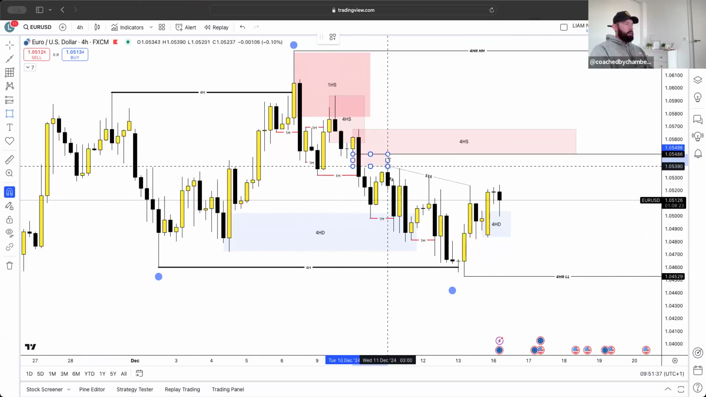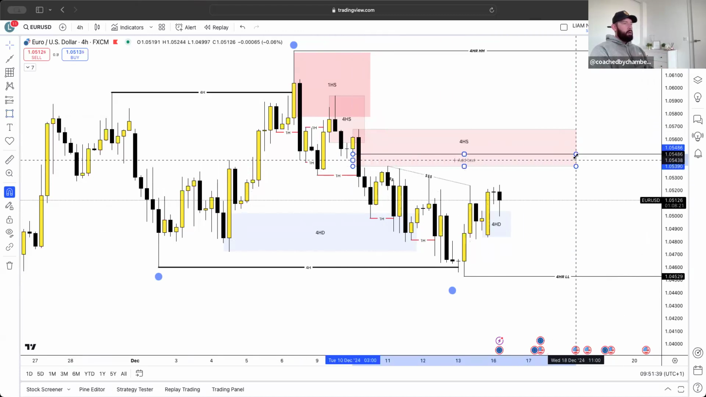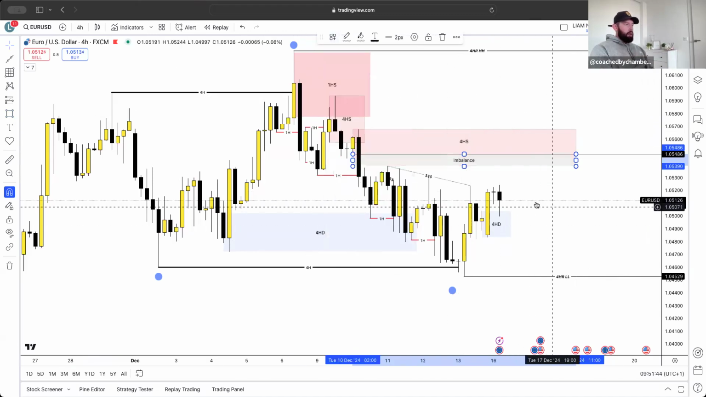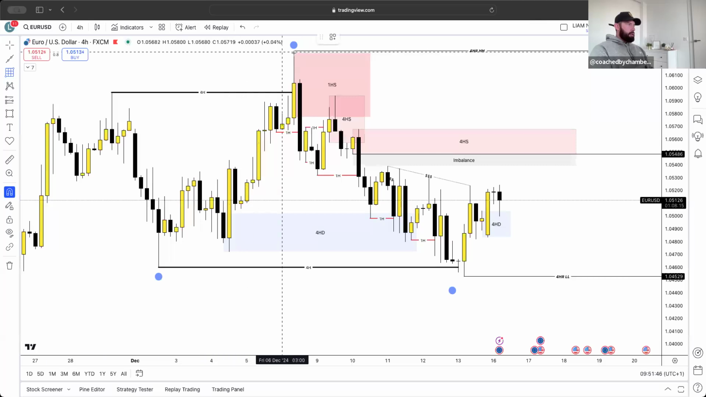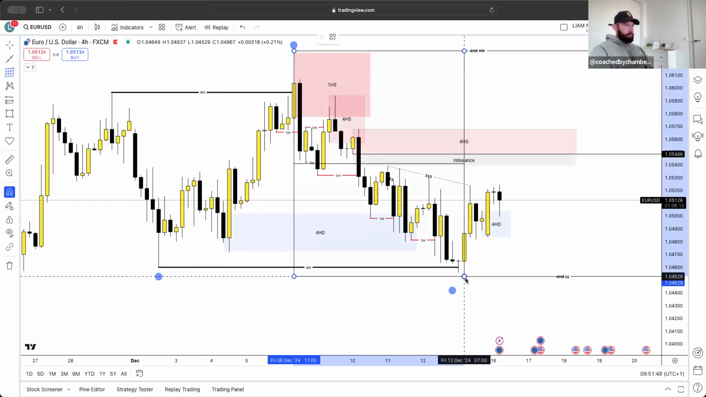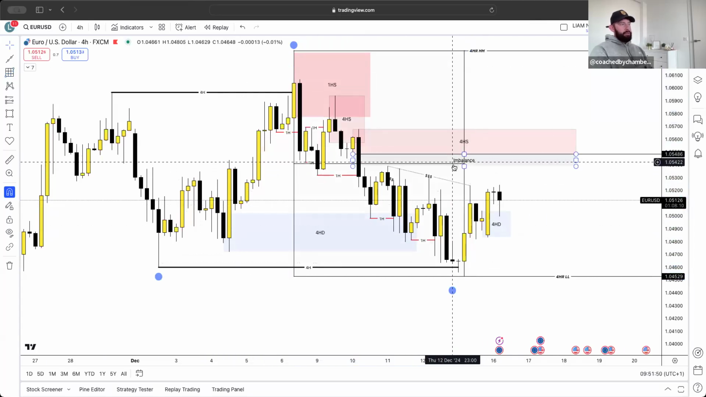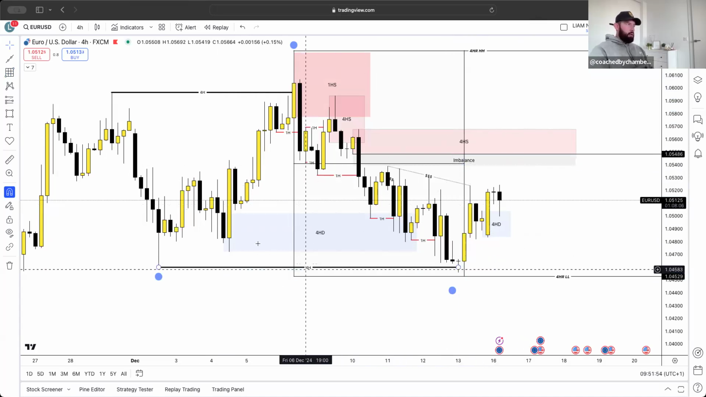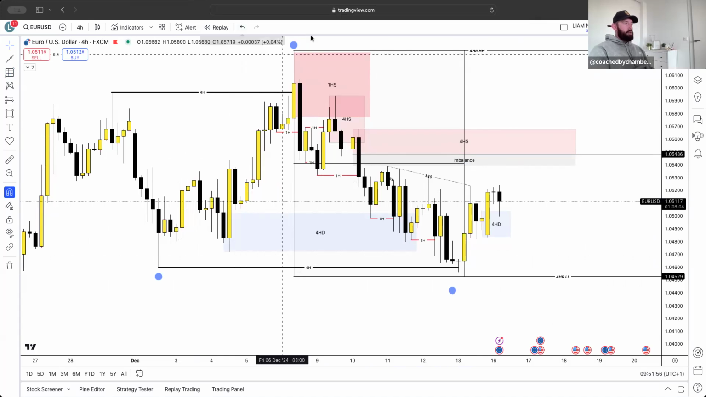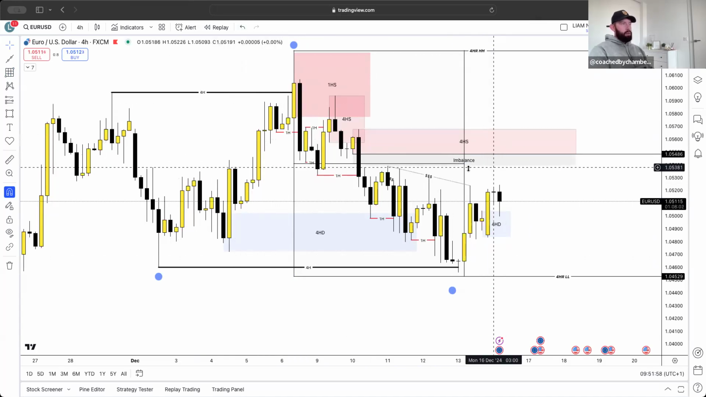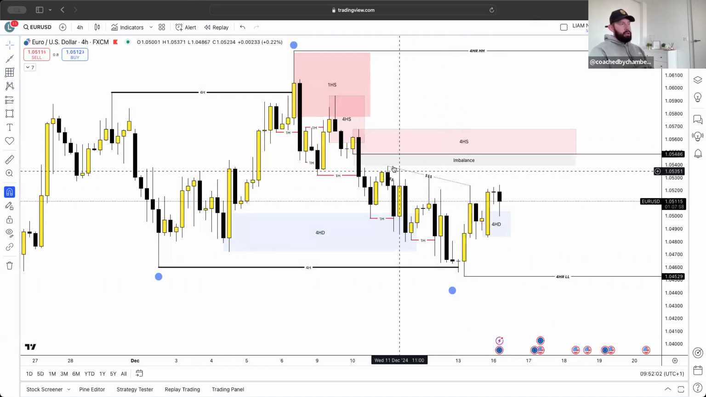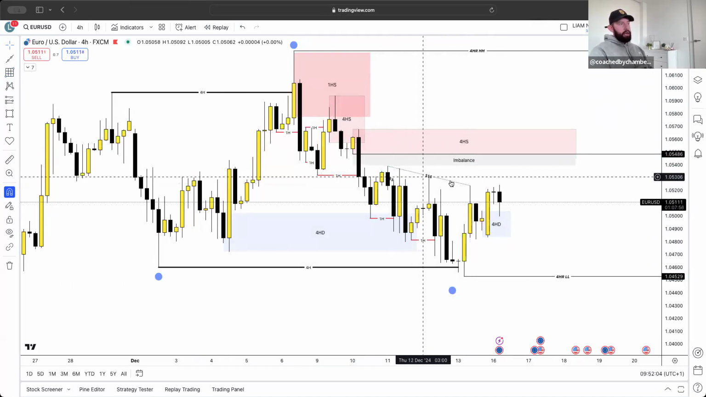There's a few things that I like. We had an unmitigated 4 hour supply area. Let's just go from the top to the bottom. It is also above the 50% level. So above the 50% level, we have a 4 hour supply zone, we have imbalance, and then also we have this trendline liquidity here that I think will be taken.